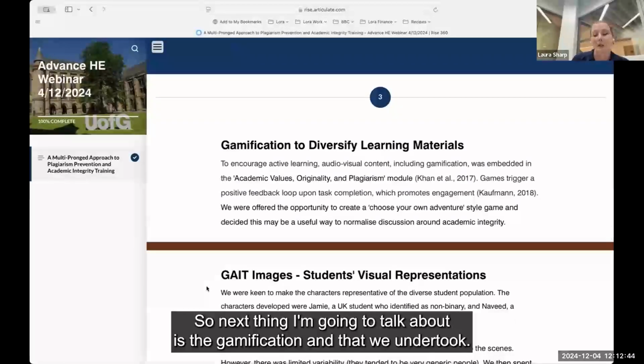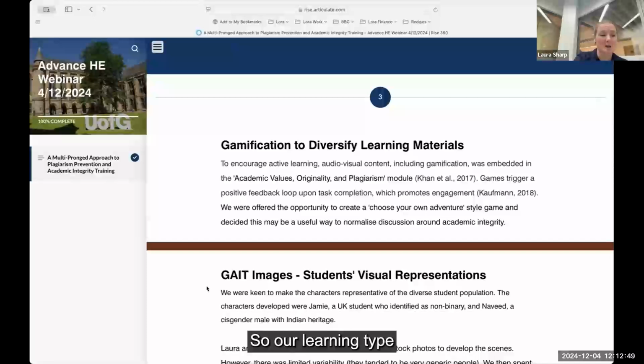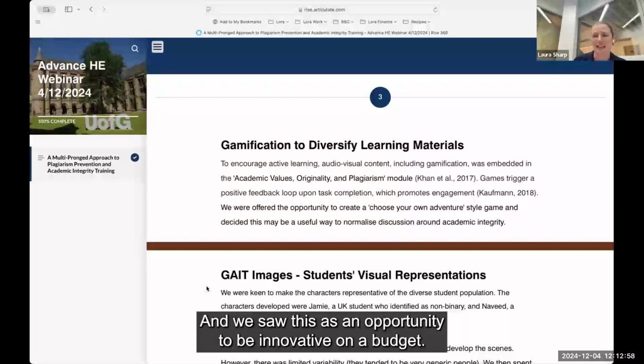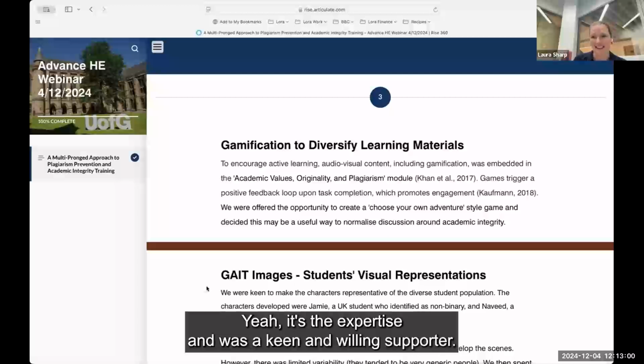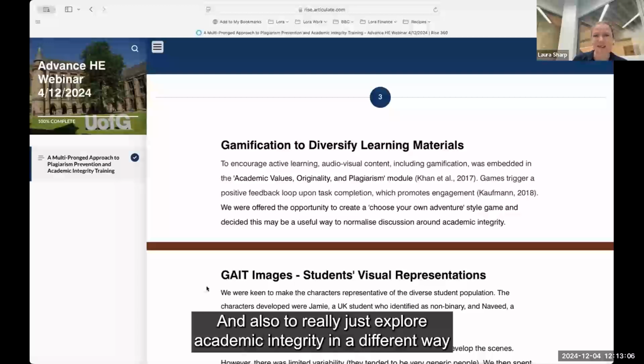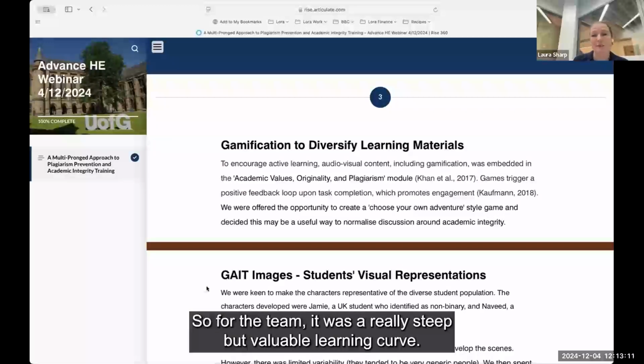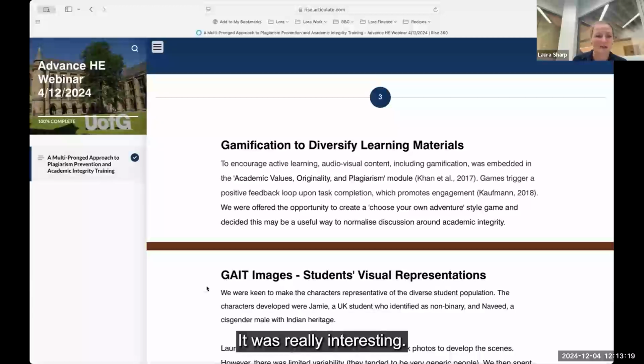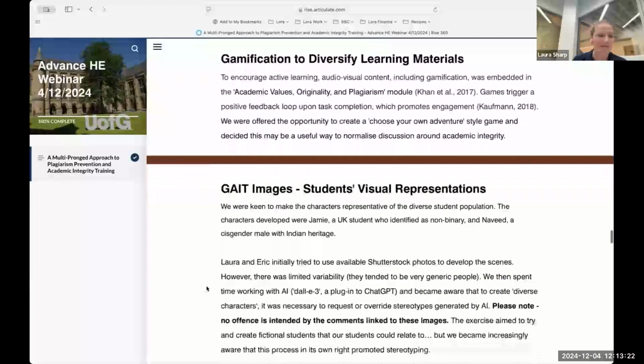Okay, so next thing I'm going to talk about is the gamification that we undertook. Our learning tech could use AI to create a choose your own adventure style game, and we saw this as an opportunity to be innovative on a budget. He has the expertise and was a keen and willing supporter, and also to really just explore academic integrity in a different way with their students. So for the team, it was a really steep but valuable learning curve. The challenges with using AI to create content were really interesting, but also a little bit unexpected.